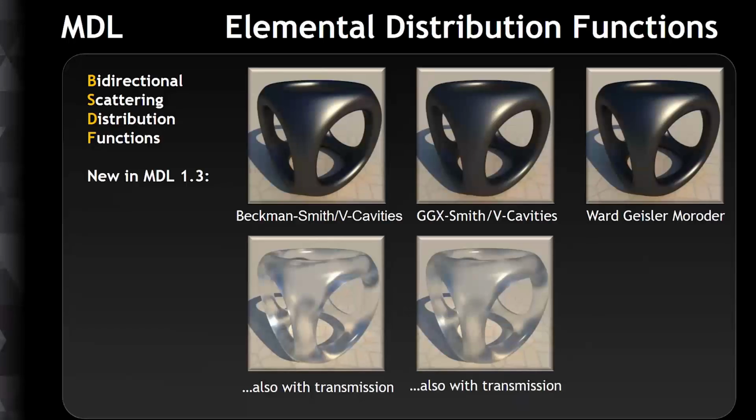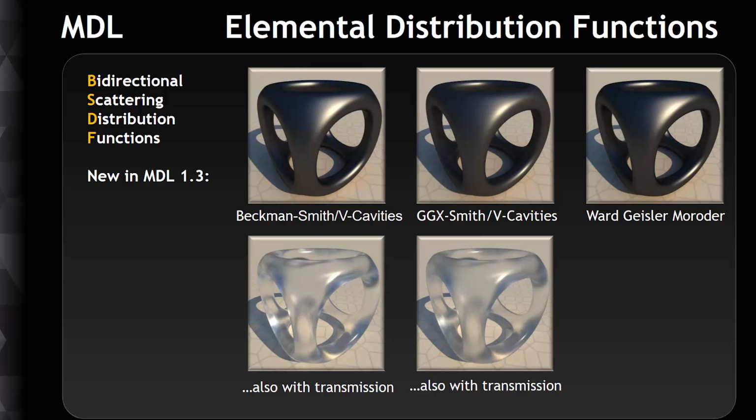In the current release of MDL, we added some specific distribution functions. I don't want to go too deep into those. If you look at them, they're all glossy and they look pretty similar. So the question is, why do we have them? This is really if you want a very specific effect. If you matched a BSDF to a measurement, then you might want a specific one here, or if you have specific artistic preferences, then a lot of people nowadays go with a GGX, so we added that.